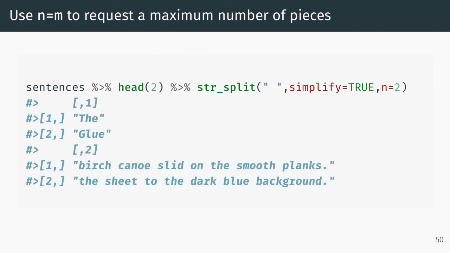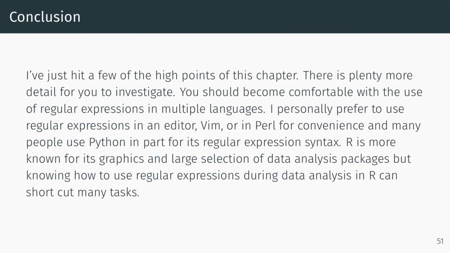Okay, and then last and not necessarily the most important, in addition to simplify equals true, we could also say n equals 2 or n equals some number, and then we split only that many times. So we split off the first word in this case, and then return the rest as the second column of the matrix. Okay, and that's it. I've just hit on a few of the high points of this chapter. There's plenty more detail for you to investigate.